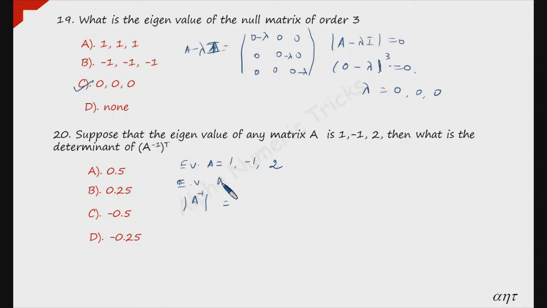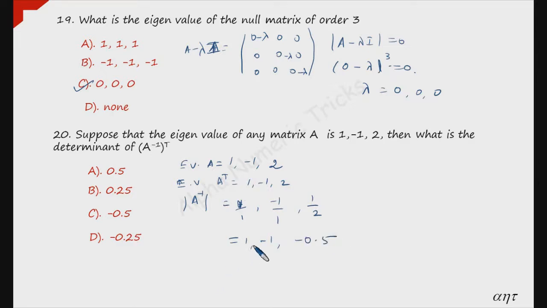For any matrix, the eigenvalues of A are equal to the eigenvalues of A transpose, so the eigenvalues of A transpose are also 1, minus 1, 2. But what are the eigenvalues of A inverse? The eigenvalues of A inverse are 1 by 1, minus 1 by 1 and 1 by 2, or you can have 1, minus 1, 0.5. The transpose also gives the same, that is, (A inverse) the whole transpose.